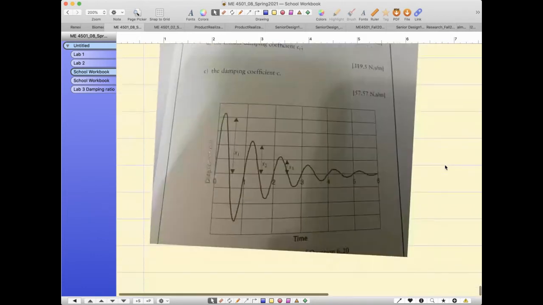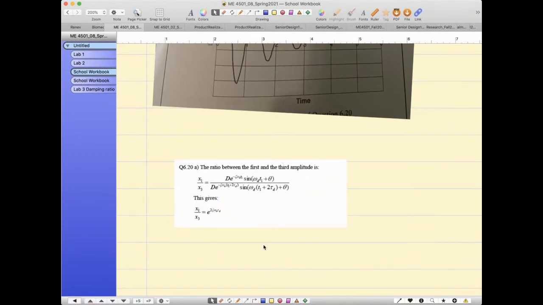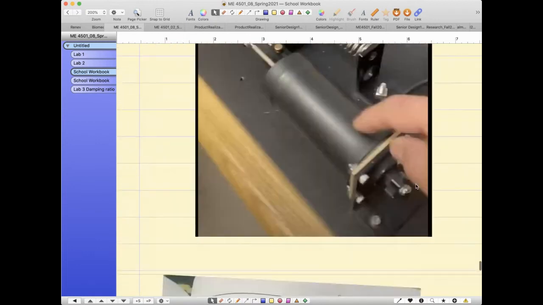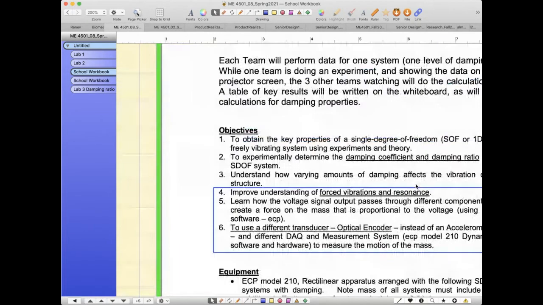I'm going to post the solution. There is a little bit of theory behind it, and I highly recommend you read this theory. This theory is, when you have an underdamped system, the equation is this one. Let me go back up here a little bit to show you.